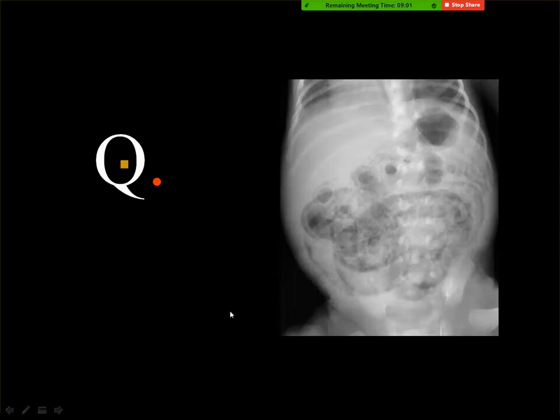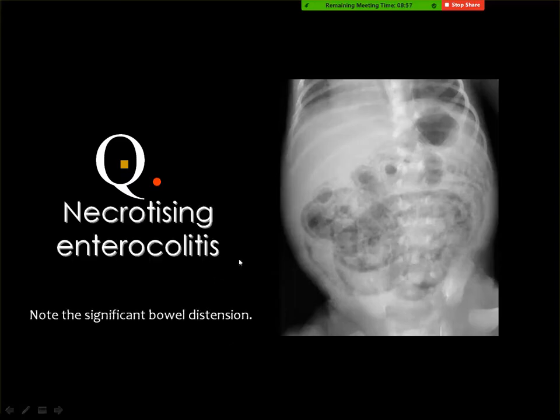Necrotizing enterocolitis. Yes, and this is necrotizing enterocolitis. You see air in the wall of the small bowel in the neonate or the infant, and this is diagnostic of necrotizing enterocolitis. Sometimes you can see air in the portal tracts, but this is not a constant finding.